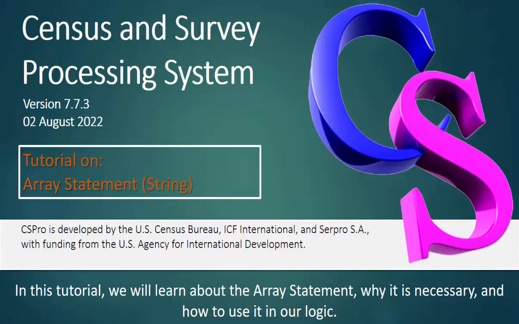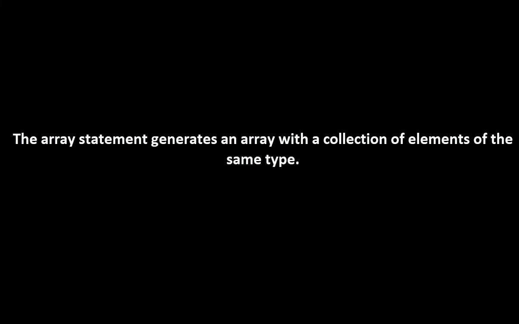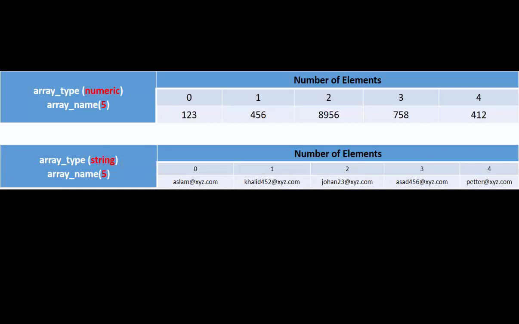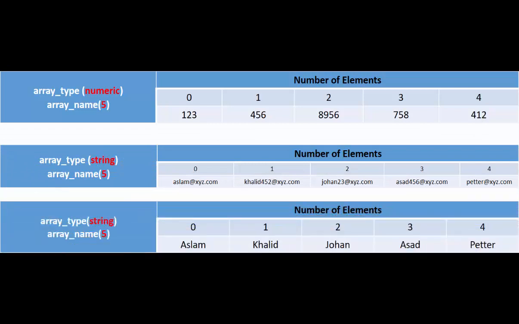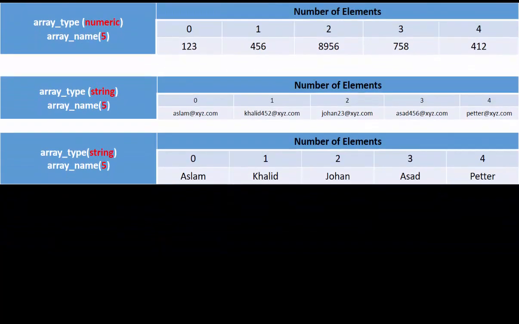Tutorial on array statement. This is the first in a series of tutorials on how to use arrays. In this tutorial, we will learn about the array statement, why it is necessary, and how to use it in our logic. The array statement generates an array with a collection of elements of the same type. An array can be numeric, alphanumeric, or a string. By default, an array is numeric, but the type can be modified by specifying the array type.